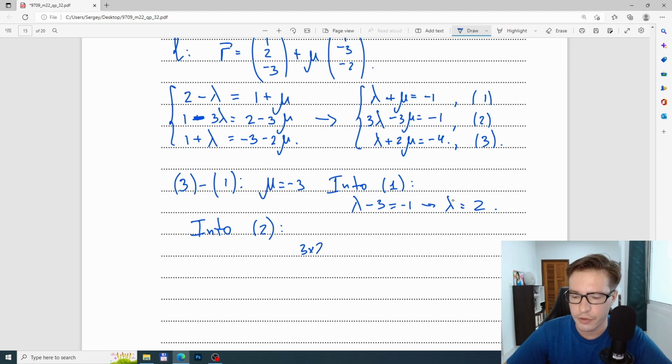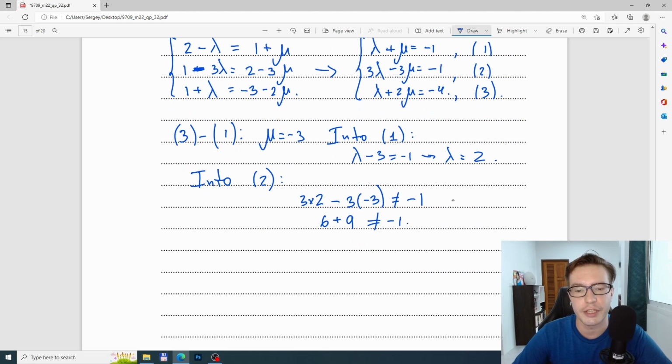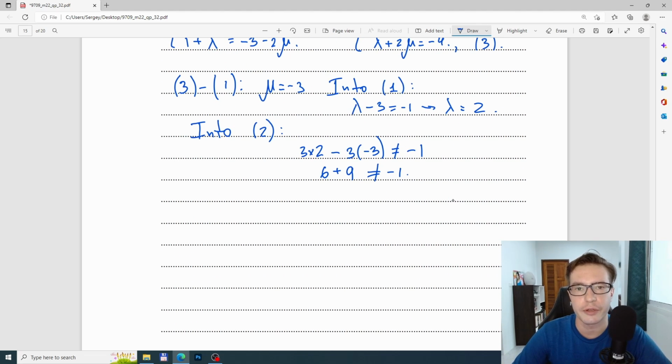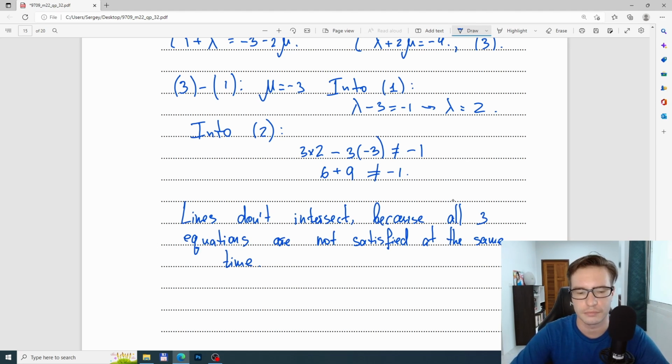Three times 2 minus 3 times minus 3 should be equal to minus 1. And then on the left side, we got 6 plus 9, and apparently it's not equal to minus 1. So what it means is that the lines do not intersect, because all 3 equations are never satisfied at the same time. And I will write this as the conclusion. That's it for this question.